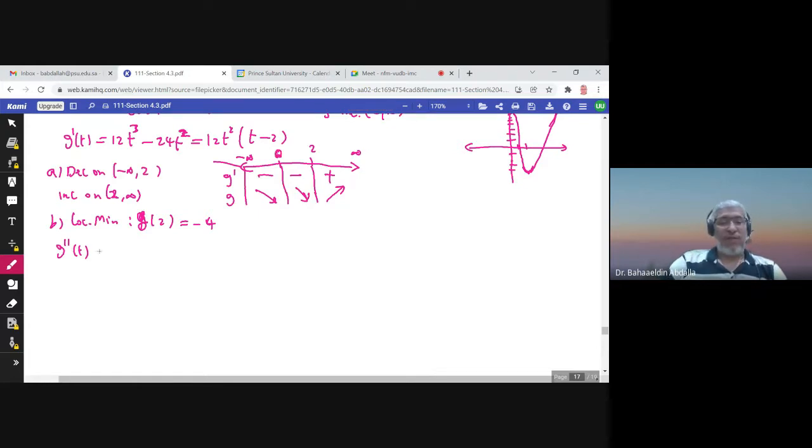Now let us find concavity. G double prime of t would be 3 times 12, that's 36t squared, minus 2 times 4, that's 48t. I can take 12t as a common factor, so I have 3t minus 4. So I have two zeros of g double prime. Either t is 0 or t is 4 over 3.